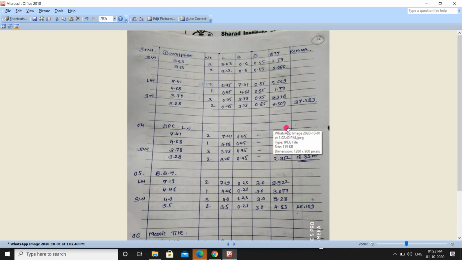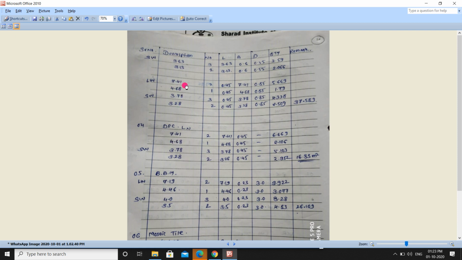If you observe this, here we are calculating step 1, step 2, step 3. In this manner, the total quantity of UCR masonry required in 3 steps is 37.589 cubic meter. Now what about the DPC? In the DPC, we have to find out the same thing. The length of the UCR step 3 will remain constant for the DPC.